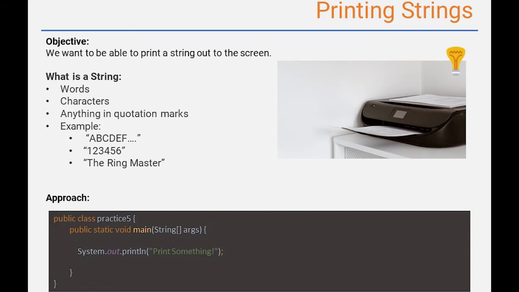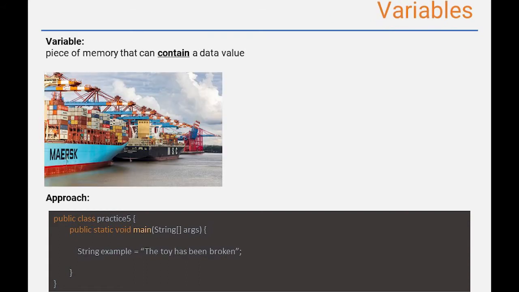So our approach for printing something is going to be using the system.out.println statement, and then within the parentheses is going to be our argument. Anything within those parentheses is going to be printed out.